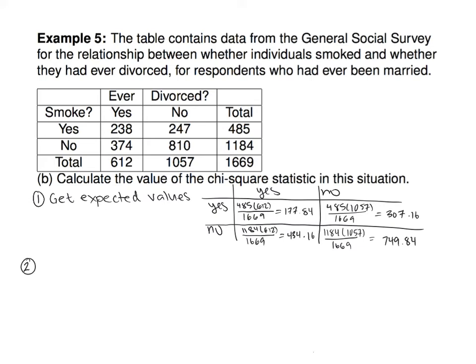Okay, now to find the chi-squared. That's the sum of observed minus expected, squared, divided by expected. So we observed 238 people who had smoked and had been divorced. Expected only 177.84 of them. Okay, then yes smoked, no divorced, we observed 247. Expected 307.